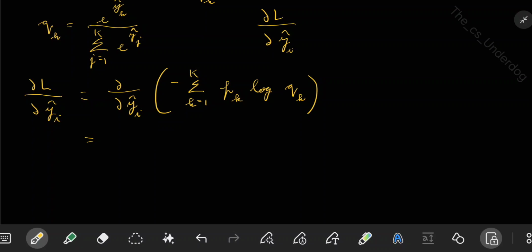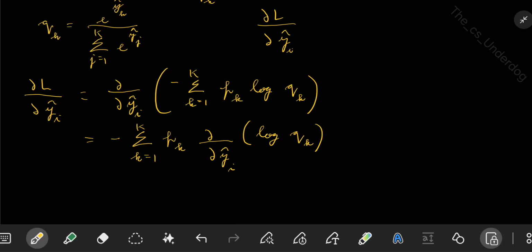What I'll do is I'll take that part outside: minus sigma k equal to 1 to K, pk into, here I'll apply the del by del yi cap of log qk. This is where I am at.